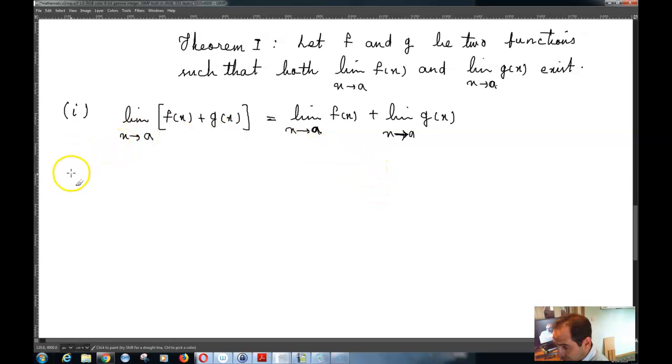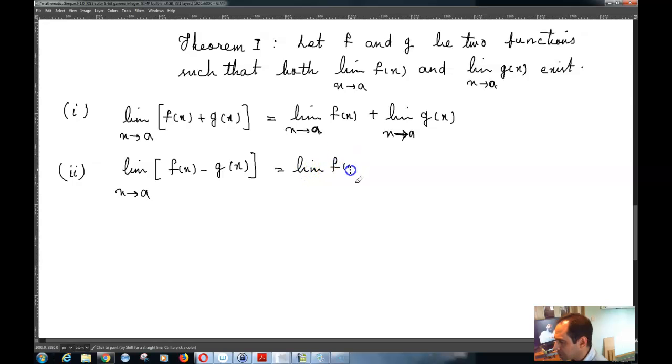Now, number two, you can say that the limit of the difference of the two functions is the difference of the limits of the two functions, meaning that the limit of f of x minus g of x as x tends to a is equal to the limit of f of x as x tends to a minus the limit of g of x as x tends to a.